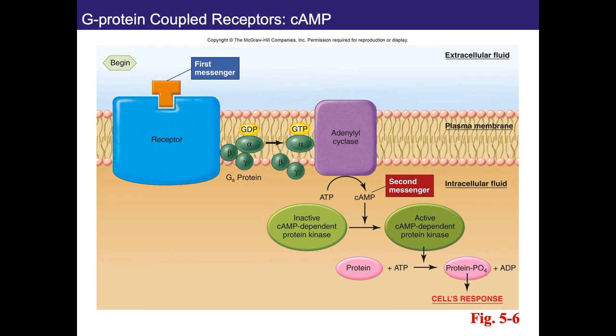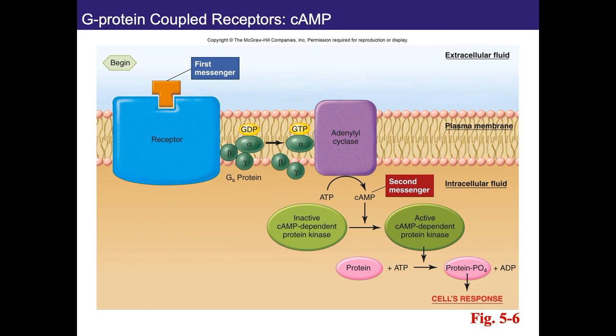Now the alpha subunit can dissociate from the beta and gamma, and it's going to migrate over to another protein called adenyl cyclase. This is an enzyme. Our alpha subunit, with its GTP attached, still hasn't broken it down yet, and is now associating with adenyl cyclase. Timer's still running, tick-tock. At this time, adenyl cyclase is activated by the alpha subunit with the GTP attached to it. Adenyl cyclase activity goes up, and it converts ATP to cyclic AMP.